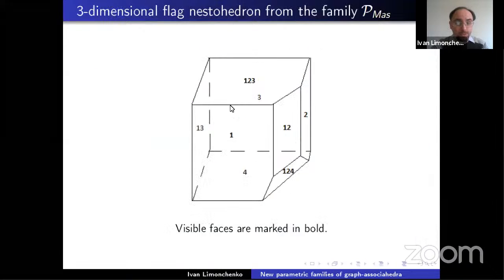I will show the result in a few minutes, but now this is a picture of the three-dimensional P^mas. It's combinatorially equivalent to my Q3, but affinely it looks different. It's a different affine embedding, but it's combinatorially equivalent. In general, they are not combinatorially equivalent to Q_n.